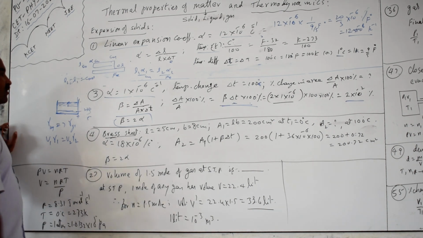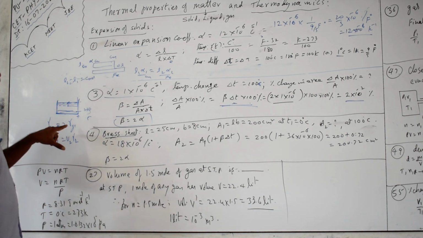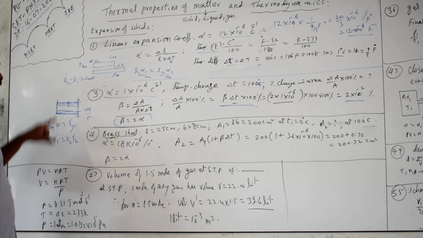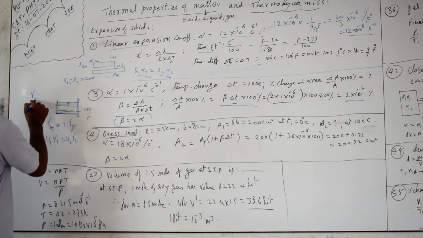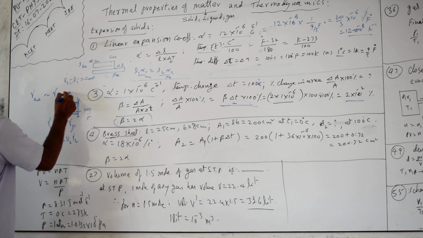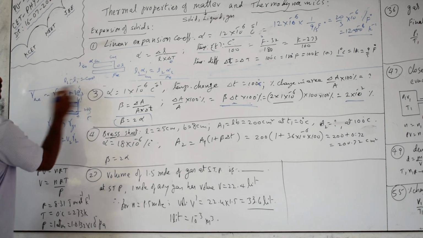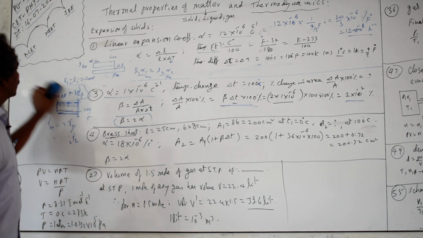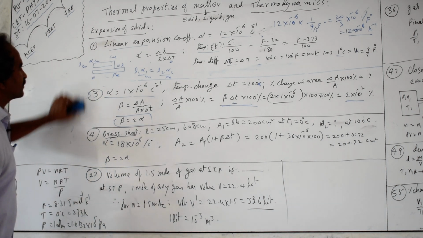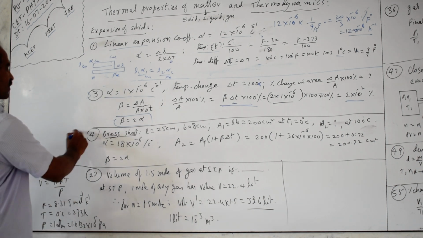So liquids have only volume expansion, and there are two kinds of expansion, real and apparent. Gamma real is equal to gamma apparent plus gamma solid. Gamma solid is 3 times alpha solid. Problems related to liquids may be asked, which we will discuss at the end. Next question is number 4.